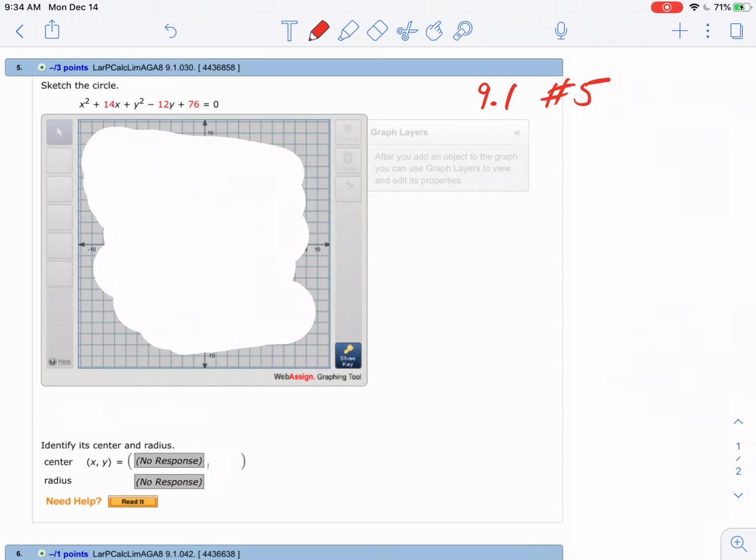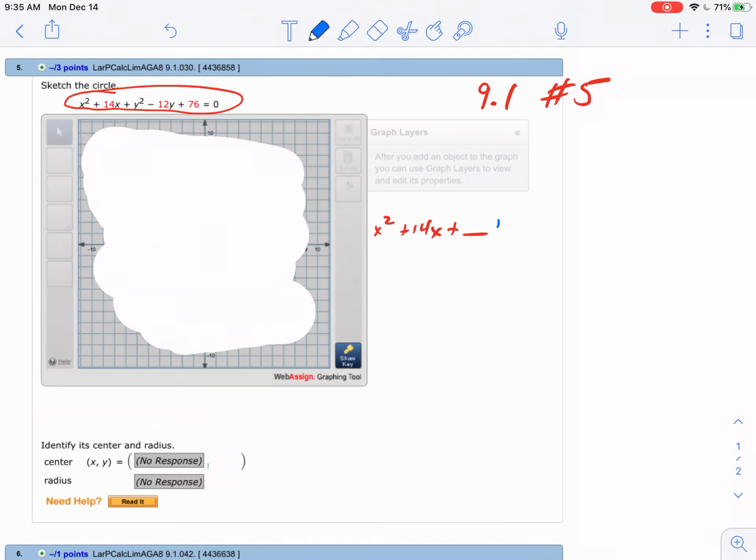Okay, 9.1, number 5, we have this circle equation up here, and we're going to do the completing the square. I kind of erased where the graph was, but anyway, I have an x squared plus 14x. I'll add something here. Now remember, there's a 1 in front, so you always want a 1 in front of x squared, so we're not going to have to worry about factoring anything.